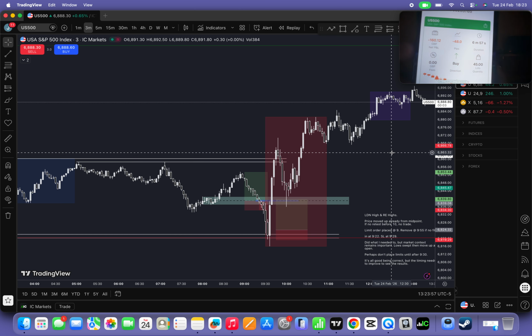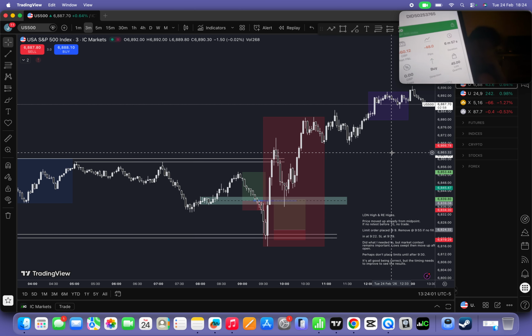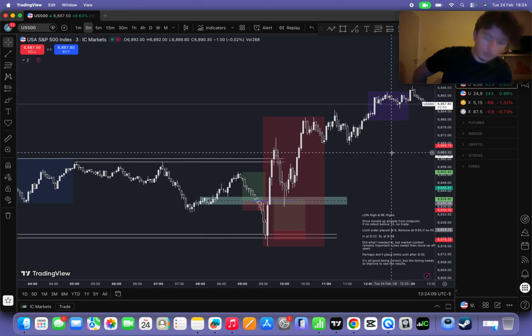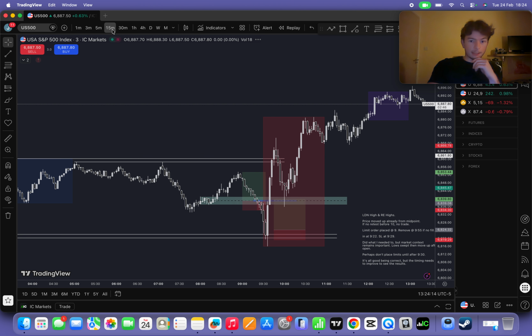There it is. That is now still within my 2% per trade, now that I've deposited some more cash into this account. So it's the same amount of risk, it's just a bit more capital. But yeah, let's get into what I was looking at today.